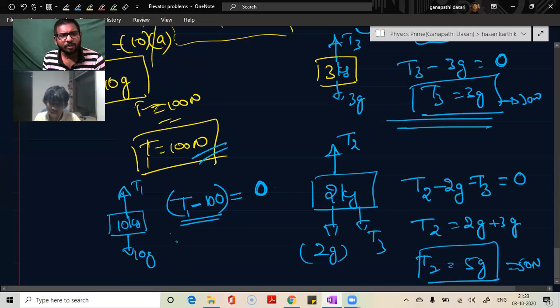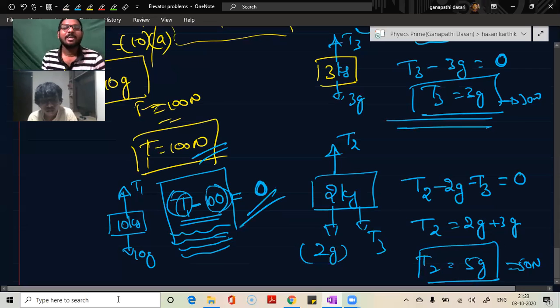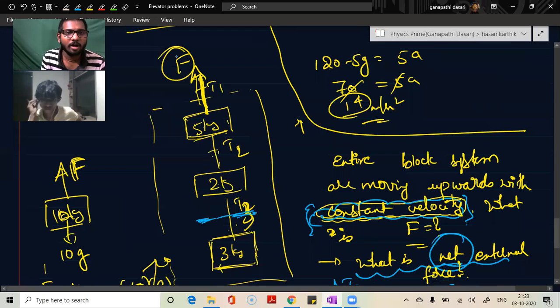Is this the net force on the system or not? Net force on the system. T1 is an external force, 100 is also an external force. But the net force is how much? 0. Because it's going with constant velocity, net force should be 0. That is as simple as that. But if the examiner asks what is this force F or T1, that is equal to 100 Newtons, that we'll accept.